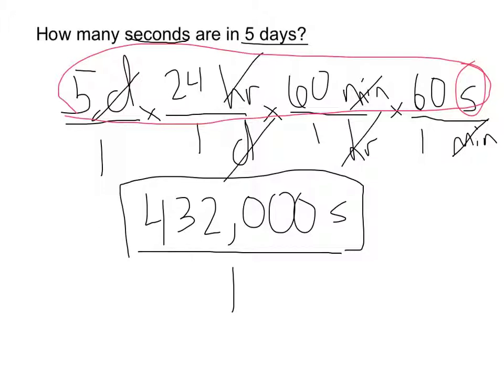So we really didn't do anything different than we did on the first problem. The only difference was it was a few more steps instead of just one step, but the process is the same. We start out with what we're given, we plot out what we want to end up with, and then we just set up conversion factors with how to get there. Let's try another one.